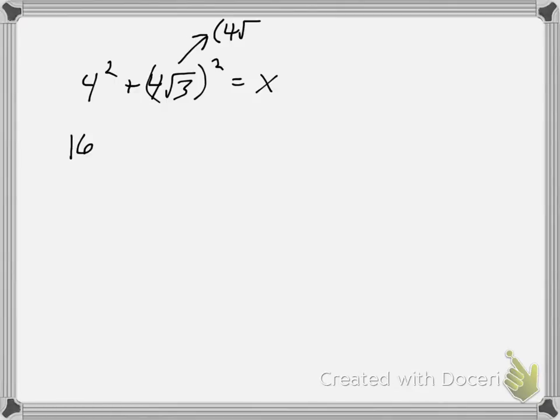Number 7. So we should have had 4 squared plus 4 square root of 3 squared equals x, correct? Well, 4 squared is 16. Oh yeah, that's right. Just remember that this is just 4 square root of 3 times 4 square root of 3.